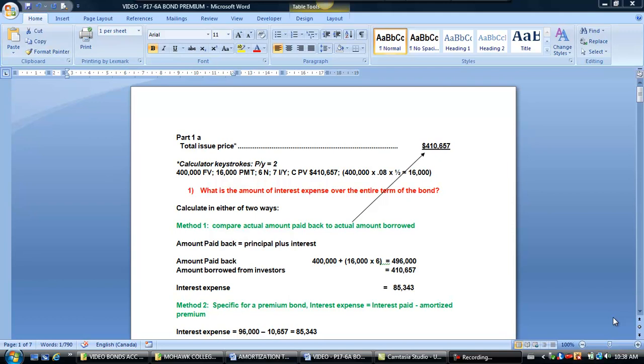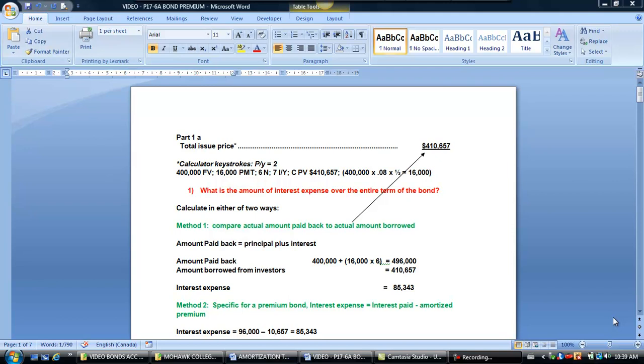Now, this is a premium bond, and I'm not sure if you have your data in front of you, but I'll quickly review it. We have a $400,000 bond. That's our principal or face value. Our coupon rate is 8%. Our market rate is 7%. Our bond term is 3 years. The bond pays interest semi-annually beginning on September the 1st. The issue date of the bond is March the 1st, 2011.